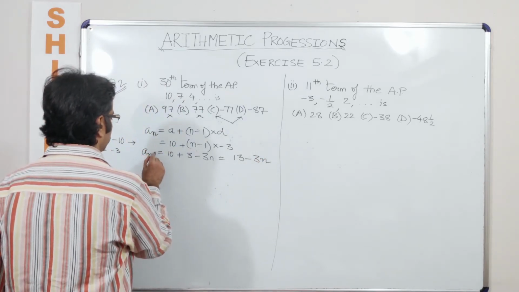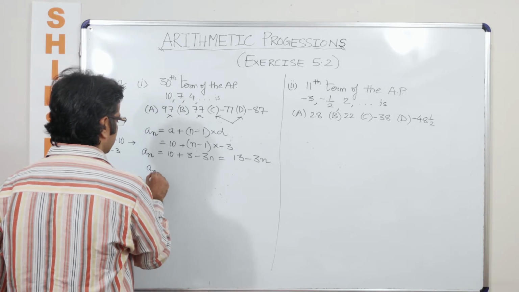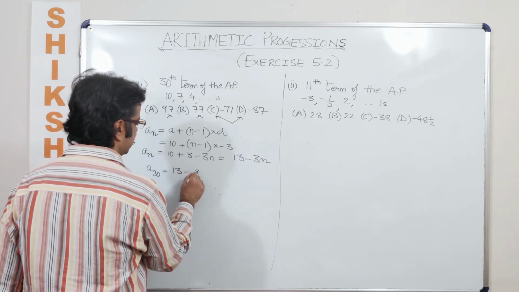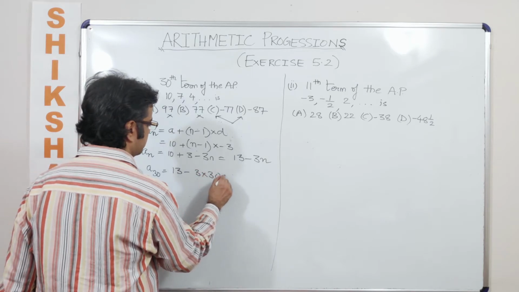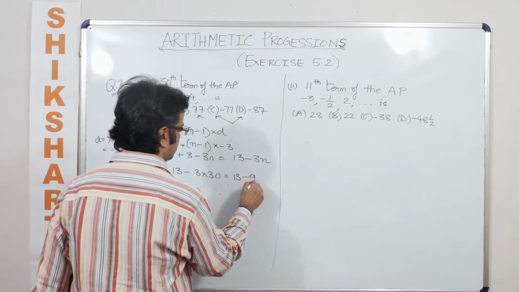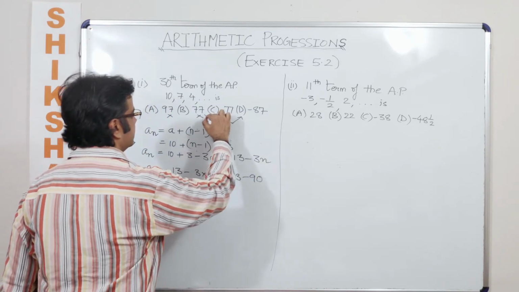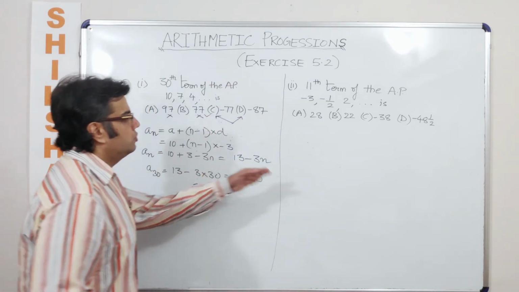Now you need to find out the 30th term. So you'll say a30. You'll just substitute the value of n as 30 here. So what is the correct answer here? C.